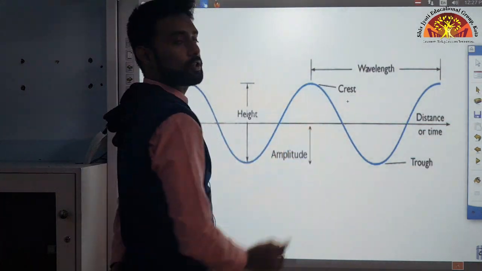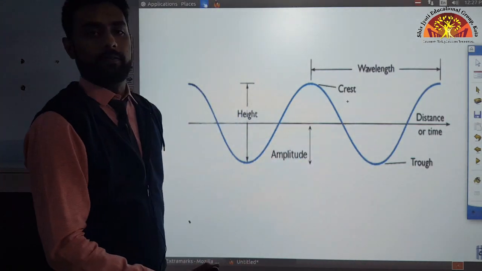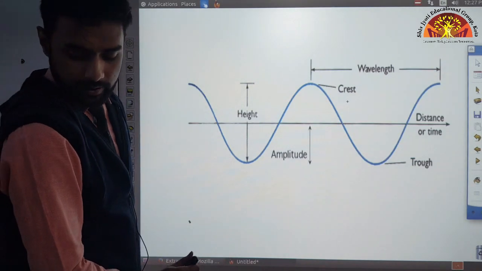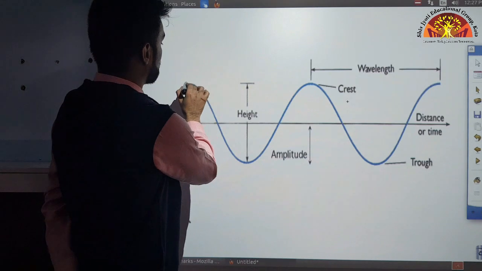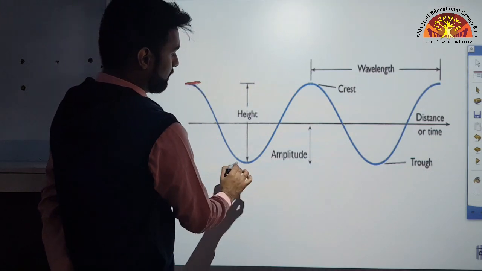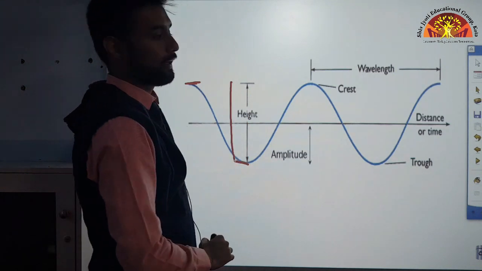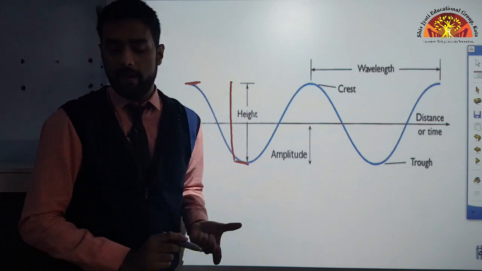Now, a crest is the topmost point of a wave and the trough is the lowermost point of the wave. Next one is wave height. It is the vertical distance from the bottom of a trough to the top of the crest. The vertical distance between a crest and a trough is called wave height.